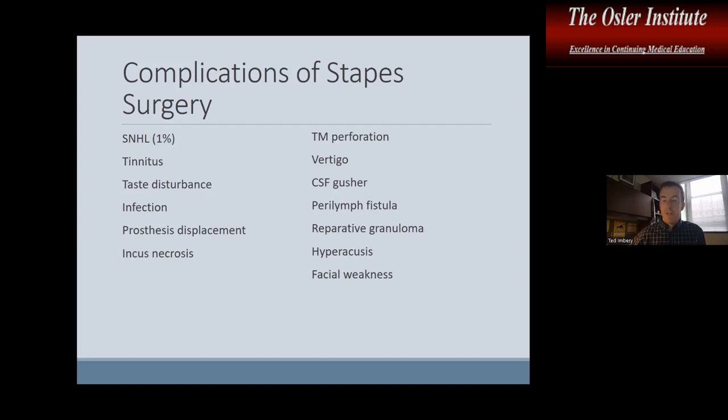Facial weakness is very rare, but another pitfall potentially would be an overhanging or dehiscent facial nerve that blocks access to the oval window. So sometimes you can potentially manipulate the facial nerve and still do the surgery, but significant manipulation can cause potentially a transient weakness or, God forbid, permanent injury. You also have to be careful if you're lasering around the nerve as well.